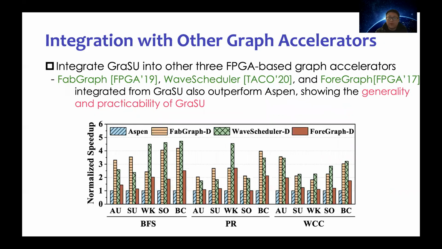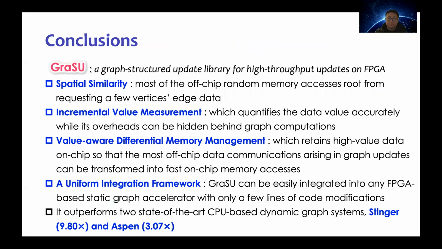We finally explored integrating GraSU into 3 other FPGA-based graph accelerators, including FabGraph, WaveScheduler, and ForGraph. Results show that the dynamic graph versions of FabGraph, WaveScheduler, and ForGraph integrated with GraSU also outperform Aspen, showing the generality and practicality of GraSU.